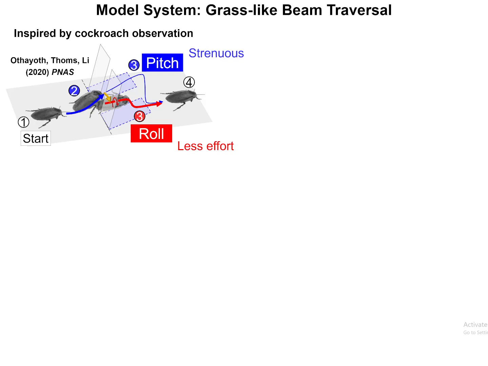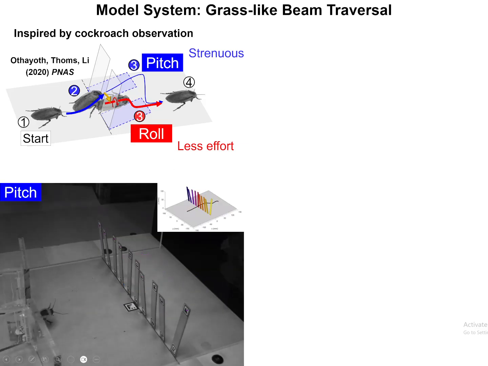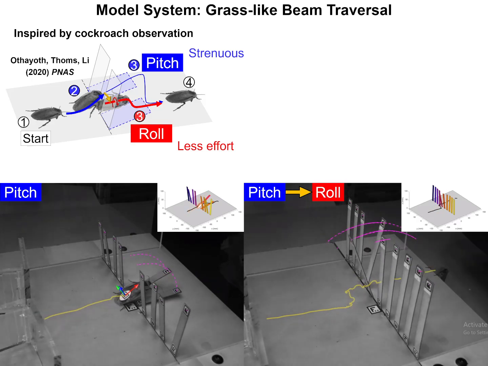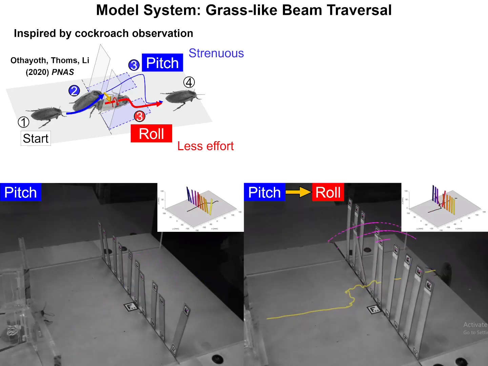We observed that when traversing a pair of grass-like beam obstacles, cockroaches usually transition from what we call the pitch mode to a roll mode. Here is the pitch mode. The animal pushed down the beams and traversed, where its body pitched up a bit due to the resistance from the beam. And here is the roll mode. The animal rolled its body and goes through the gap.